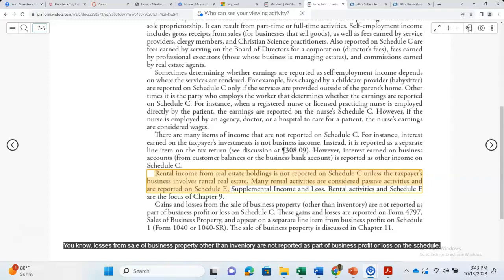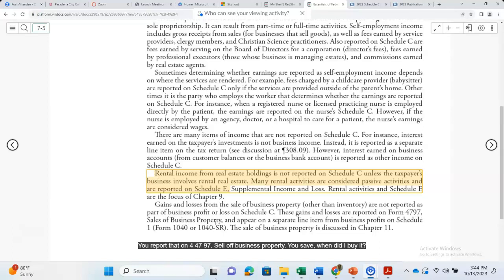Gains and losses from sale of business property other than inventory are not reported as part of business profit or loss on Schedule C. These gains and losses are reported on Form 4797, sales of business property, and appear on a separate line item from business profits on Schedule 1. Make sense? So if you have equipment, let's say, and you have used equipment and you sold it, now you have a loss on sale of equipment, or you might have a gain on sale of equipment. You report that on Form 4797, sale of business property.